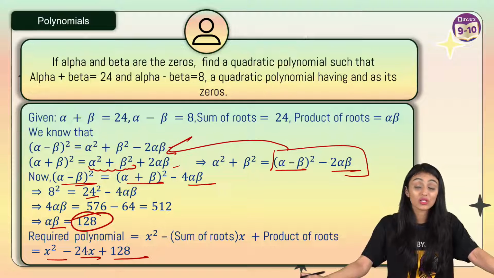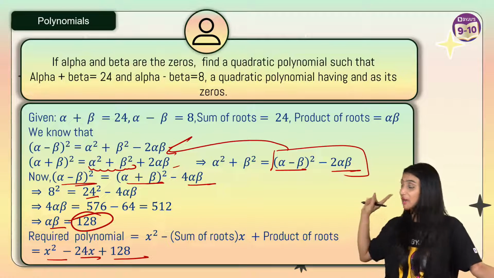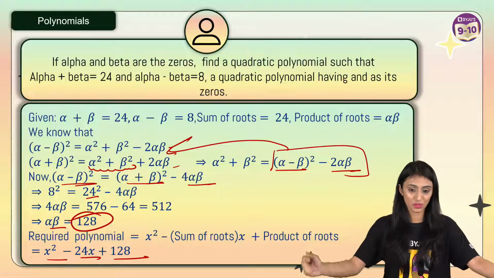Yes, I have used two identities, alpha minus beta whole square and alpha plus beta whole square.